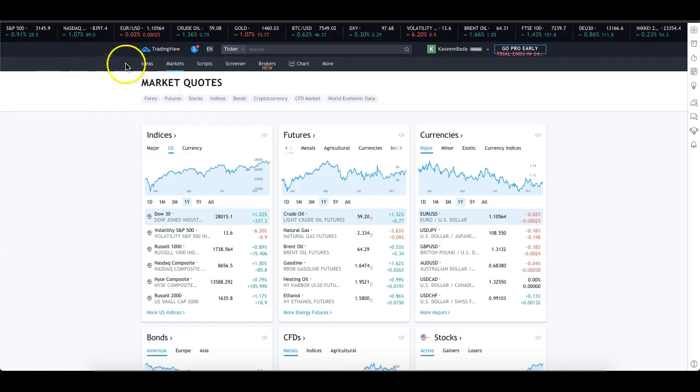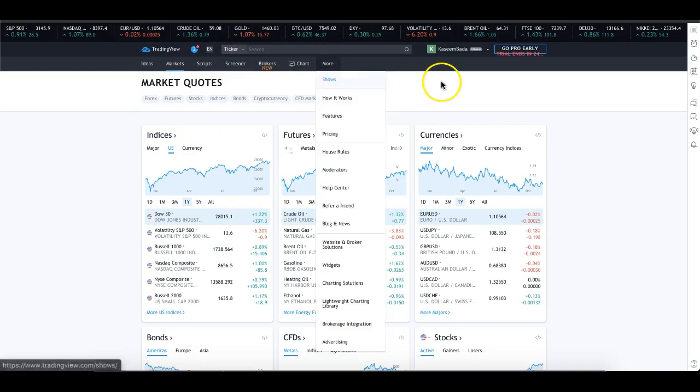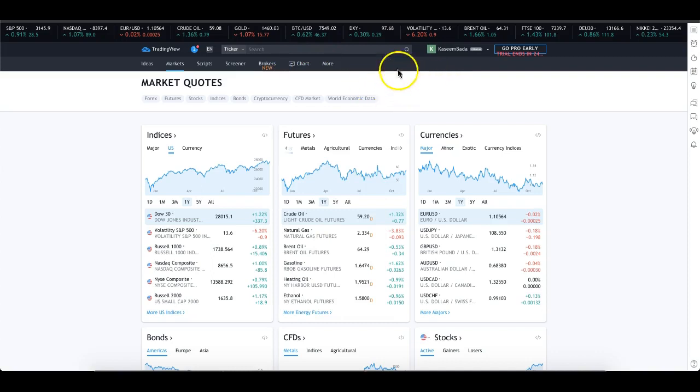So when you go to tradingview.com, this is the website that you see, and to sign up, you don't have to pay for this. They have a basic service, and you just sign up with your email, and then once you sign up, you can go to chart.